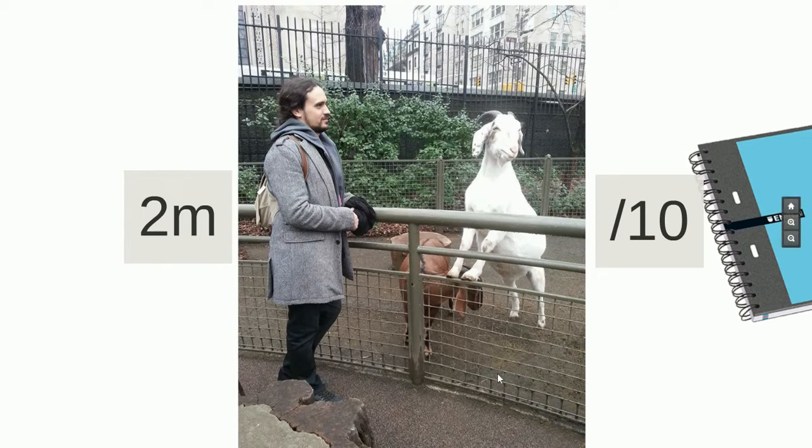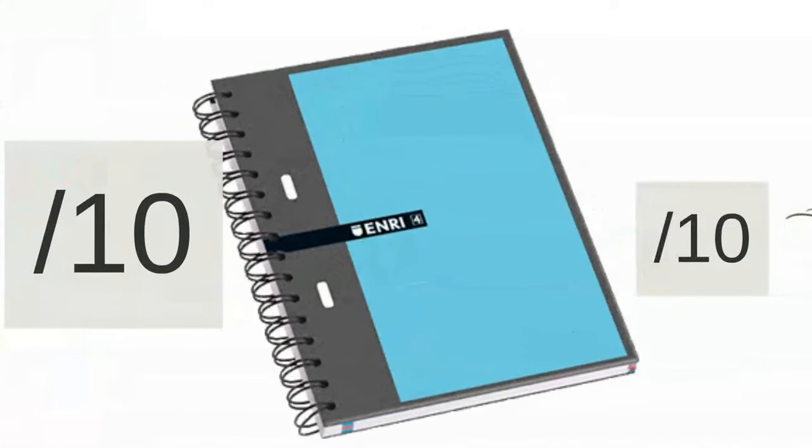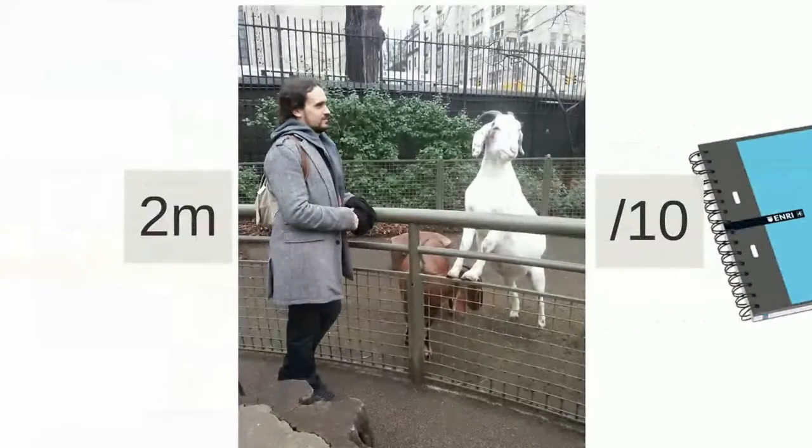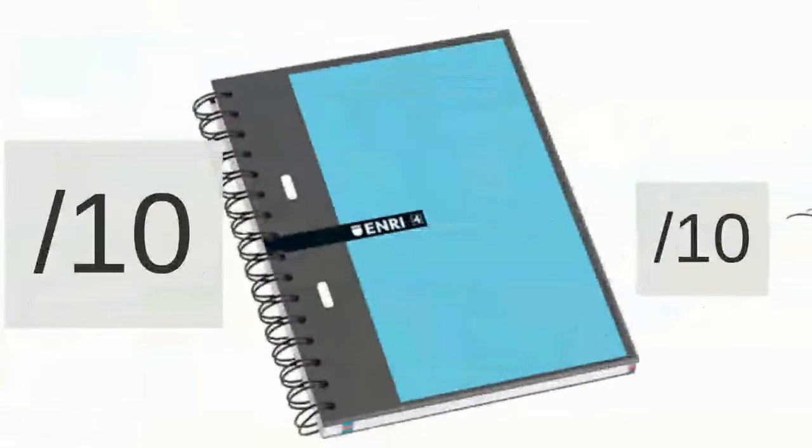If I'm 2 meters tall, something that is 10 times smaller than me could be, for example, a notebook. One of your notebooks is 10 times smaller than me, more or less. So if I put 10 notebooks, 1, 1, 1, until 10, it's going to be more or less as tall as me. More or less, of course.